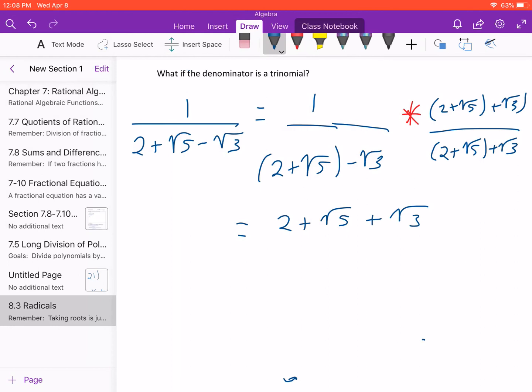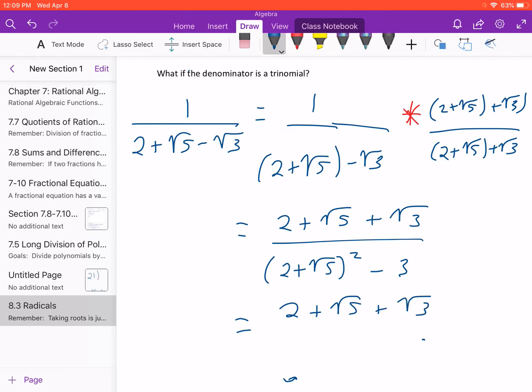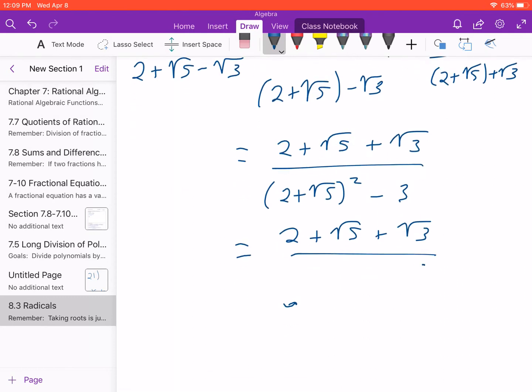all over 2 plus radical 5 quantity squared minus 3. And if I want to go ahead and simplify my denominator, I can. And when I simplify, my numerator stays the same. 2 plus radical 5 plus radical 3 all over 6 plus 4 times radical 5.